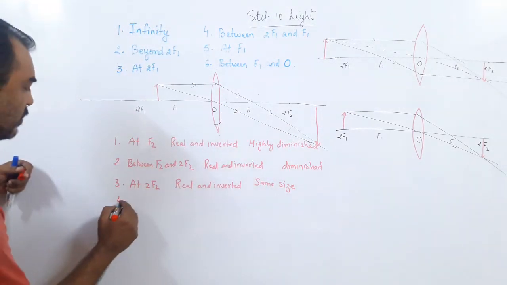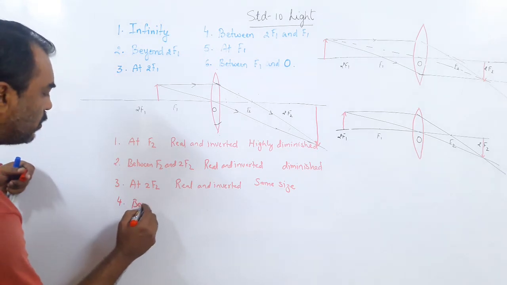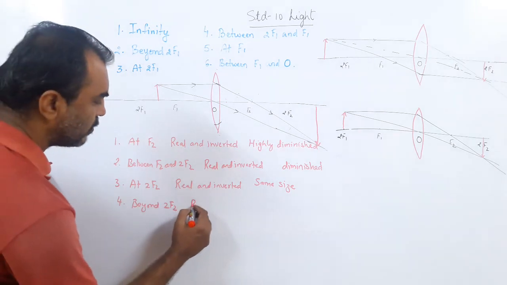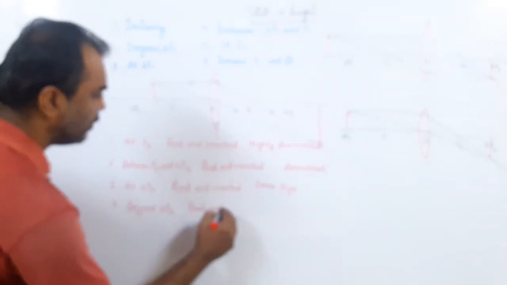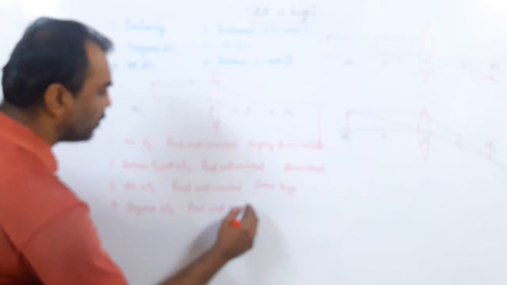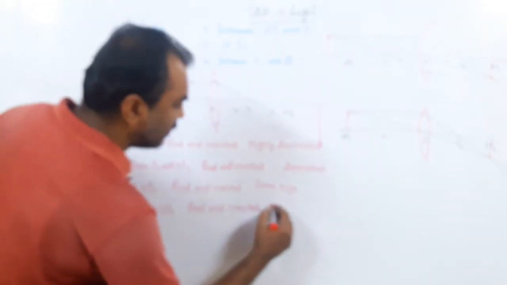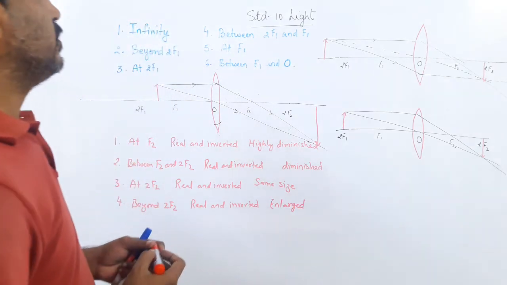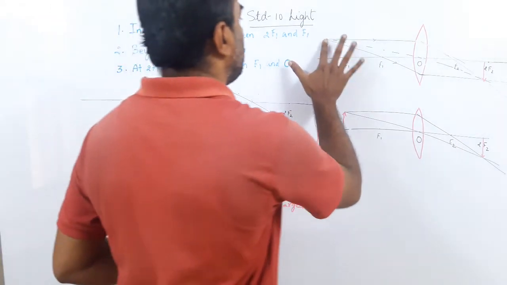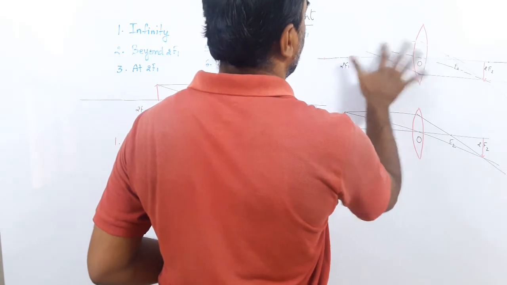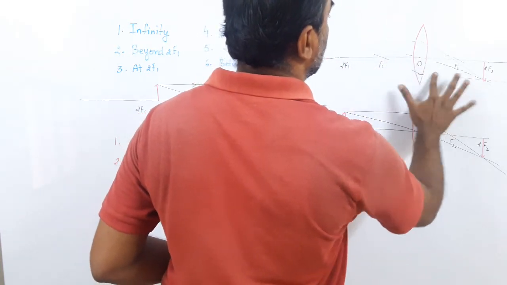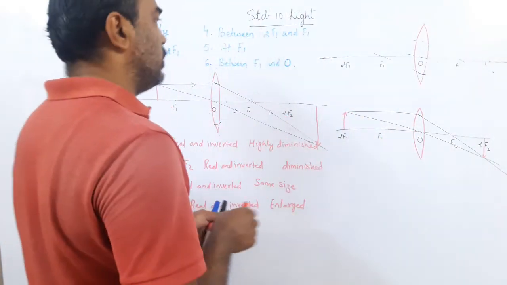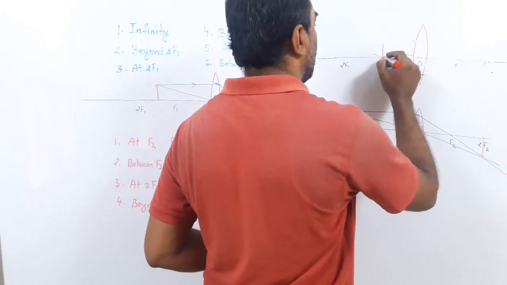So what you can see, where is the image formed? Beyond 2F2. Again it is real and inverted, but this time the size has become big, it is enlarged. Fifth case. What is the fifth case here? The object has to be placed at F1. So we place the object at F1.